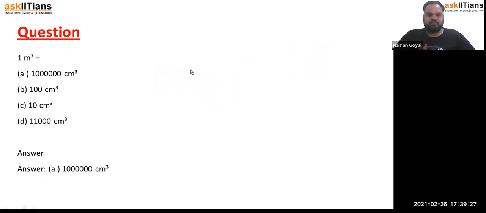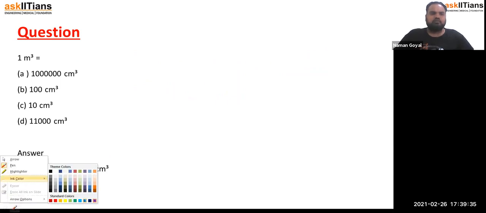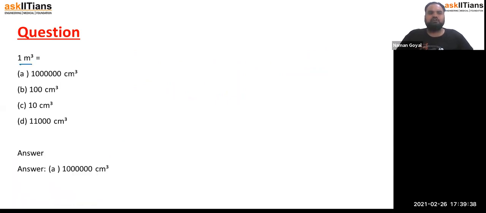Okay, now see, the next question is what? Now the next question is that you have to convert 1 meter cube into centimeter cube. If you see the options, it is asking for centimeter cube. Okay, so tell me, in one meter, how many centimeters are there?